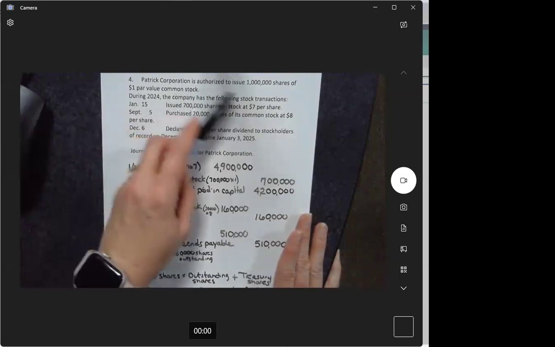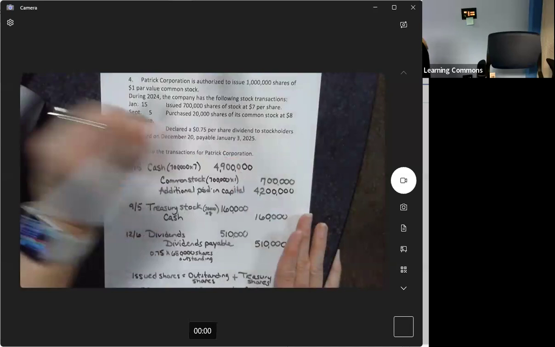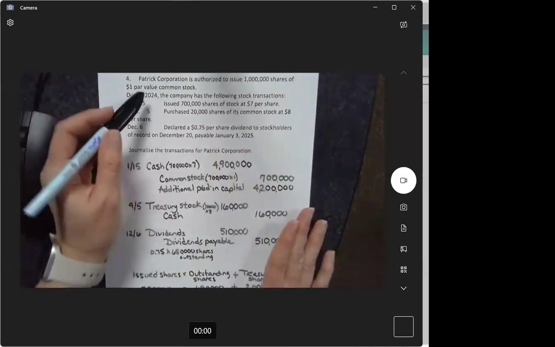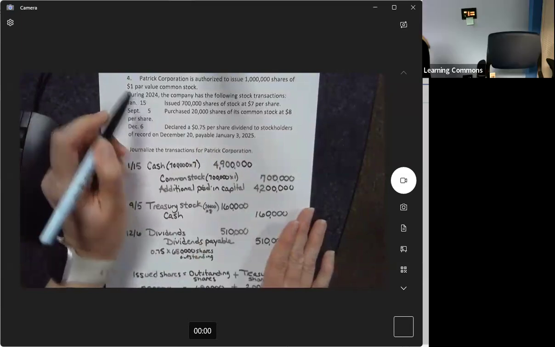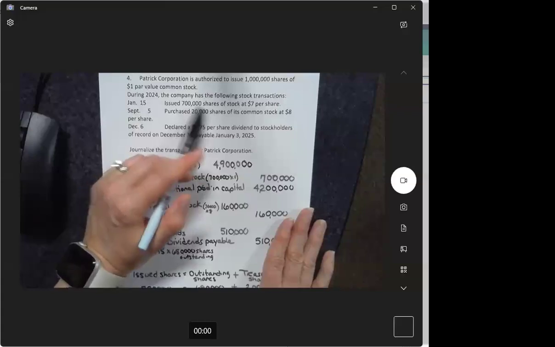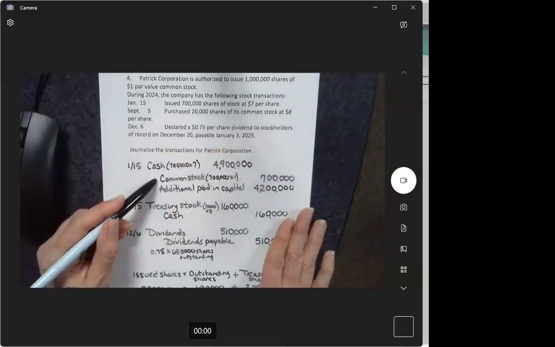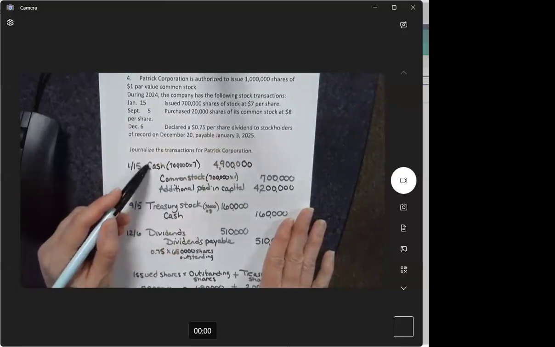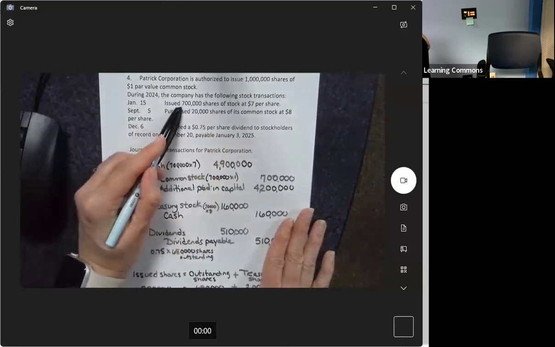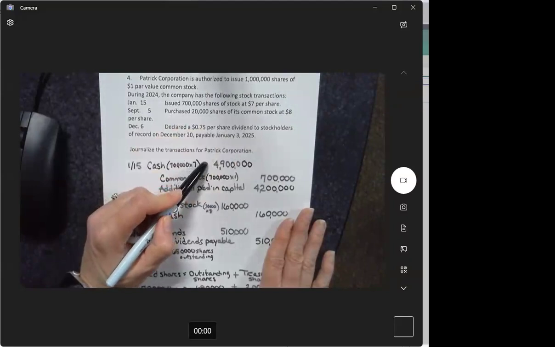So first, if we think about this company, they've got $1 par value common stock. And the first thing they do is issue 700,000 shares of that for $7 per share. You want to remember that when you issue stock, obviously the cash you receive is for the whole amount. We issued 700,000 shares at $7 each. We got $4.9 million.